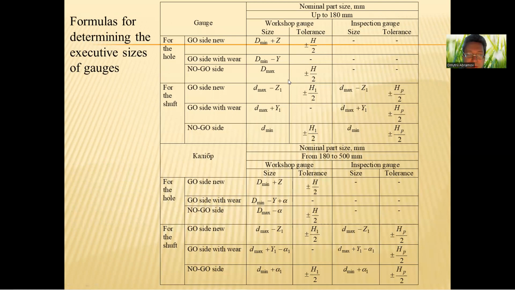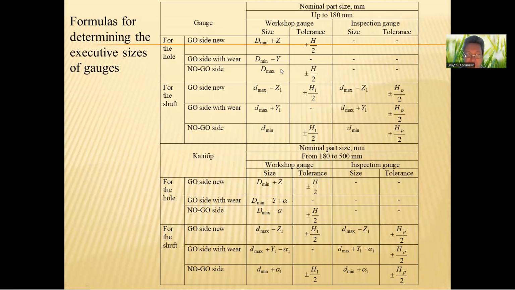And now write down to your notes these two tables, formulas for determining the executive size of gauges. Write down to your notes this table with formulas. For the nominal part size up to 180 millimeters, and for the nominal part size from 180 to 500 millimeters.